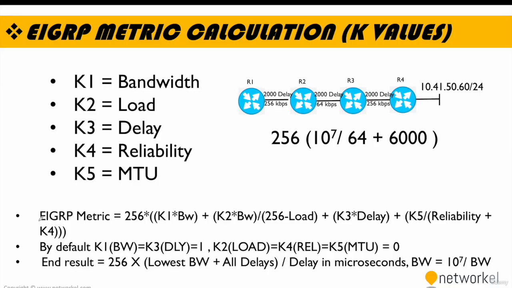By default, we have this complicated formula to calculate the EIGRP metric. As you can see here, there are lots of parameters, but by default K1 and K3 are equal to 1, and K2, K4, and K5 are equal to 0. The end result is 256 multiplied by the lowest bandwidth plus all delays, divided by delay in microseconds. That is how we calculate the metric value in EIGRP. By the way, pay attention that bandwidth should be 10^7 divided by the bandwidth.